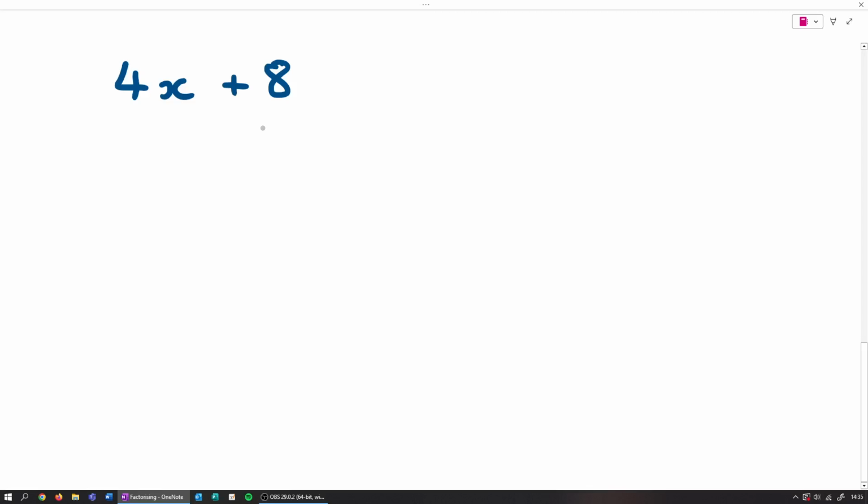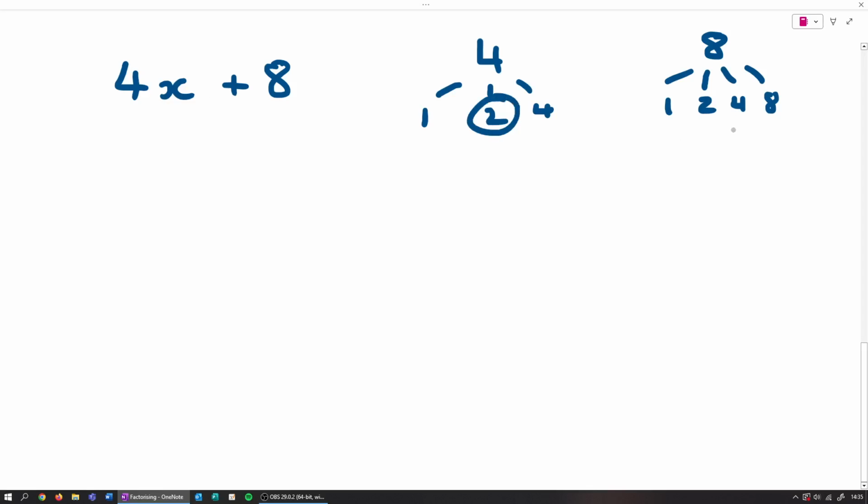Okay, so let's have a look at the factors of 4 and 8. Let's choose 1, 2, and 4. They are factors of 4. And 1, 2, 4, and 8. They are our factors of 8. Okay? So we can sub out any common factors. For instance, they both share a 2. So let's sub out a 2.